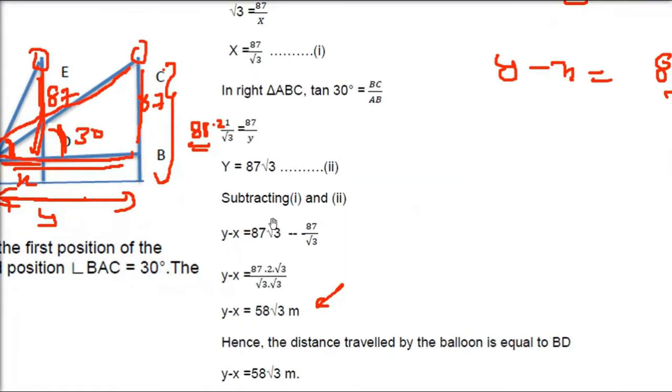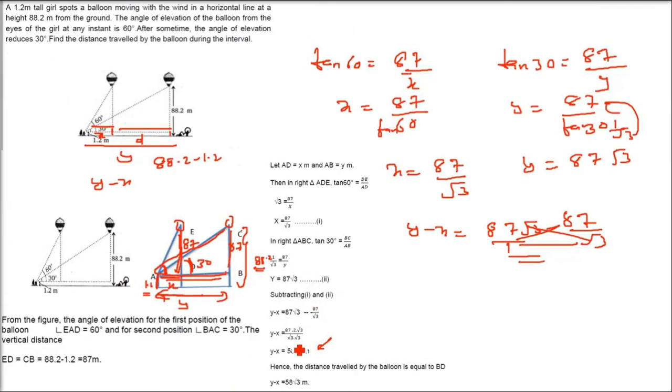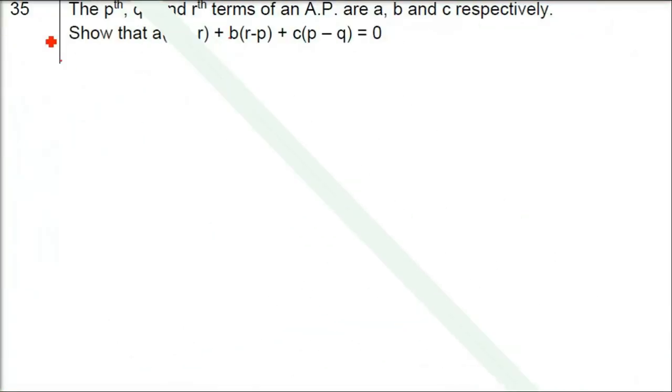So I'll just show you this expanded. So this is the way you have to do it. 58 root 3. The concept I told you.